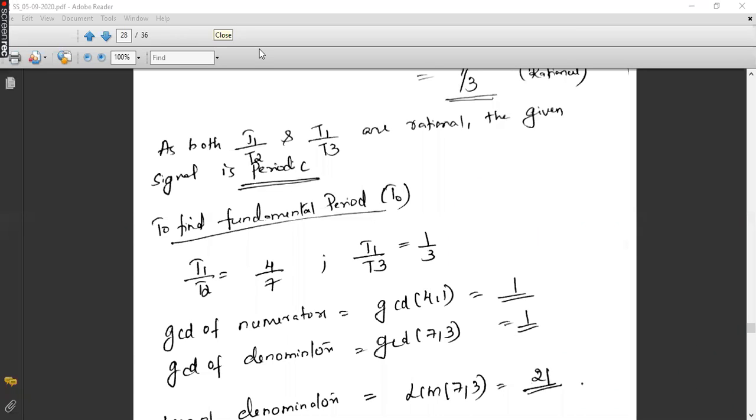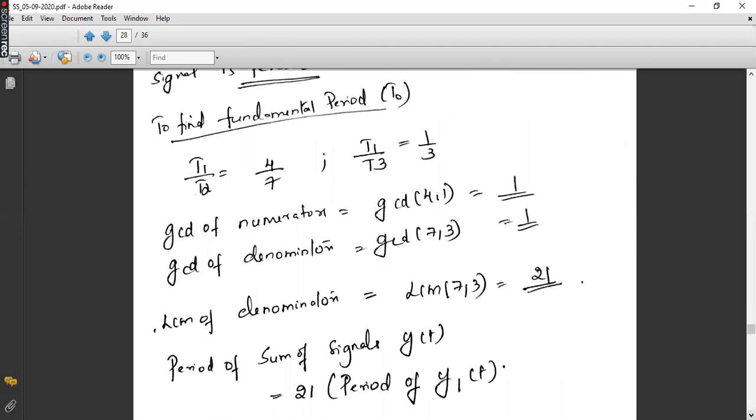Okay. Now we'll go to the denominators again and find the LCM. So our steps are like this: finding the GCD of the numerators, finding the GCD of the denominators, and then finding the LCM of the denominator terms. What are the denominators? 7 and 3. But please don't misunderstand that only denominators 7 and 3 are taken in all problems. Not like that.